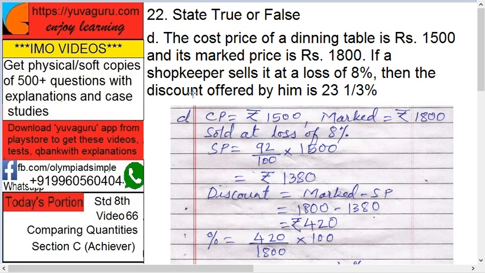Now we have to find the discount percentage, right? So percentage of discount equals discount 420 upon selling price now. Why selling price? Because discount is always offered on the selling price. Remember, profit and loss are always on the cost price, but discount is always offered on the selling price. So 420 upon 1800 into 100.